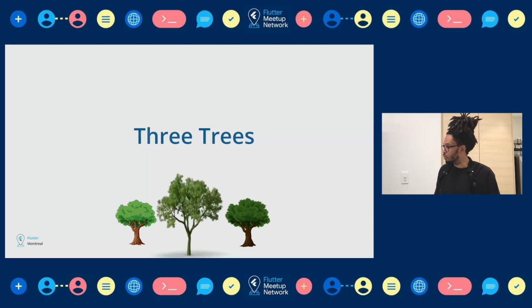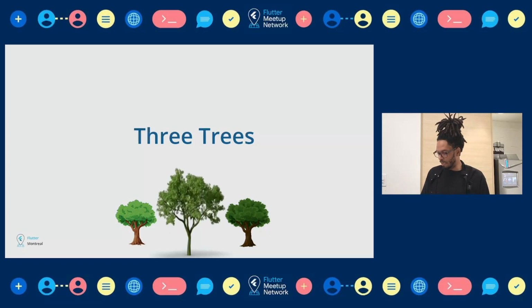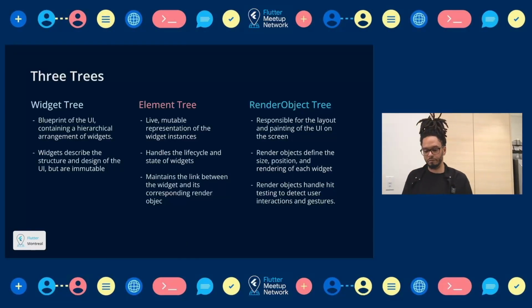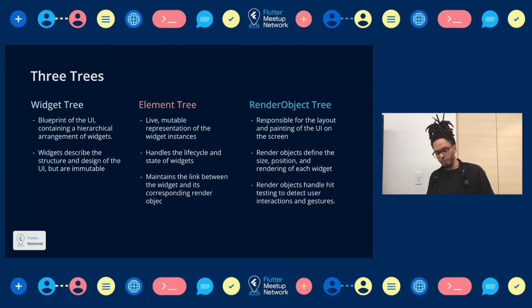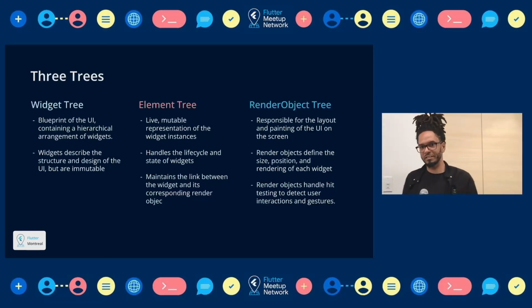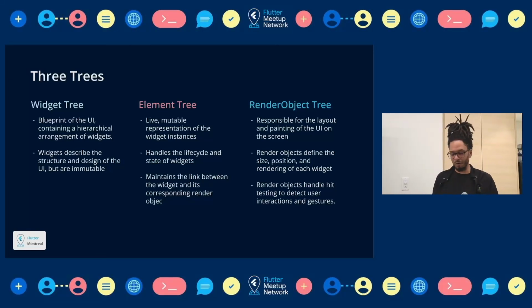So how does Flutter do it in an efficient way? You'll hear this term often in Flutter, the 3 trees. So what are the 3 trees in Flutter? We have the widget tree, the element tree, and the render object tree. There are more than 3 trees, but these are the core trees that we're going to look at. They're fundamental for rendering the UI efficiently.